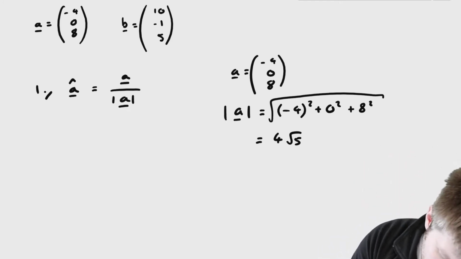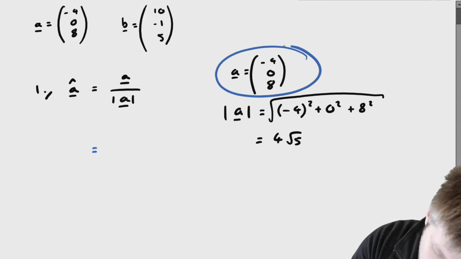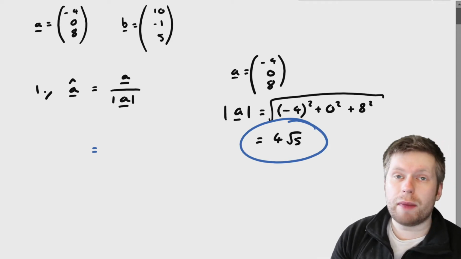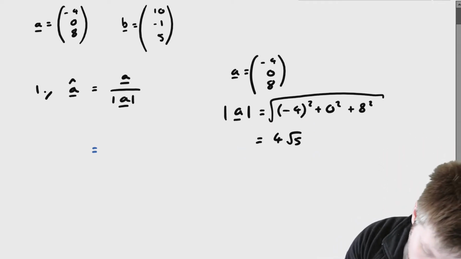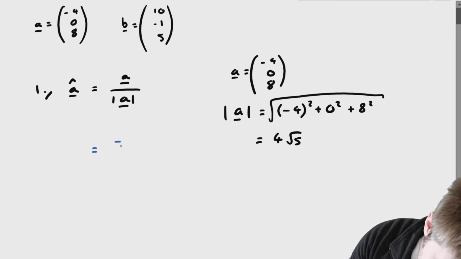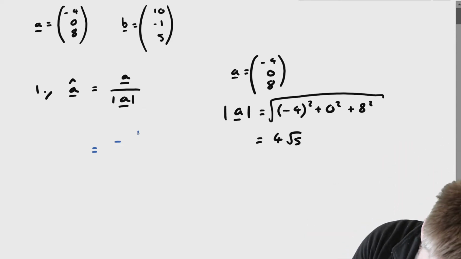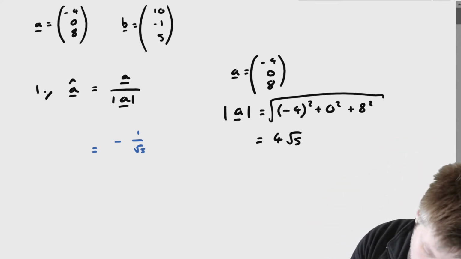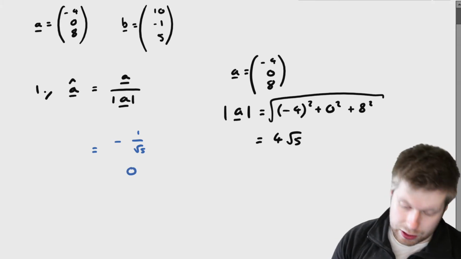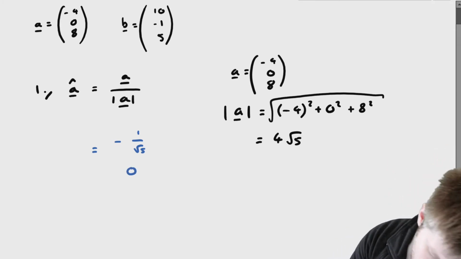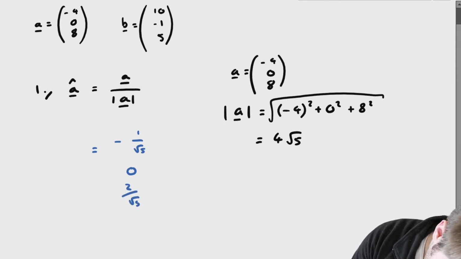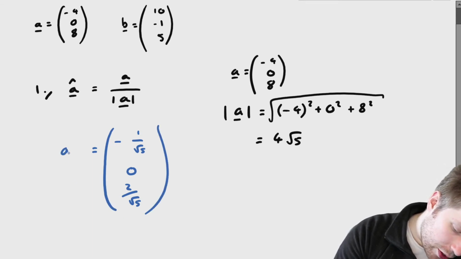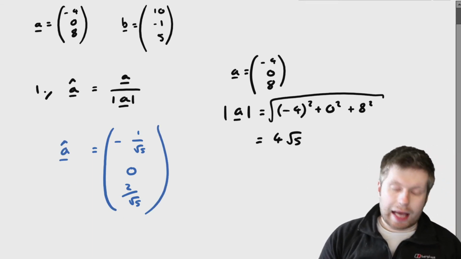Then all I need to do to find the unit vector is take my original vector, which is -4, 0 and 8, and divide each of those components by the magnitude, which is 4 root 5. So the first component is -4 divided by 4 root 5, that's -1 over root 5, or if you prefer, -root 5 over 5. The next component is 0, because 0 divided by anything is still 0. And the next component is 2 over root 5, or I can also write that as 2 root 5 over 5. So that is the unit vector in the same direction as A.